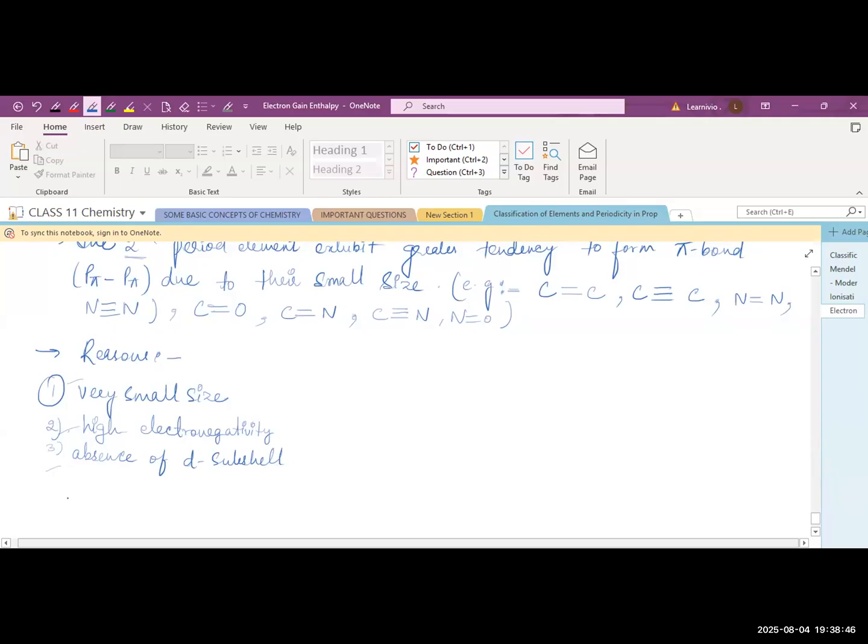Yes, ma'am. Any other reason अगर आप लिखना चाहो, there are also other reasons, like electron gain enthalpy. Electron gain enthalpy is also pretty high. So a lot of energy will be needed for an electron to enter the last unfulfilled subshell, right, and complete the structure. So due to the small size, high electronegativity, absence of d subshell, high electron gain enthalpy, these could be the reasons. So three reasons are very enough.